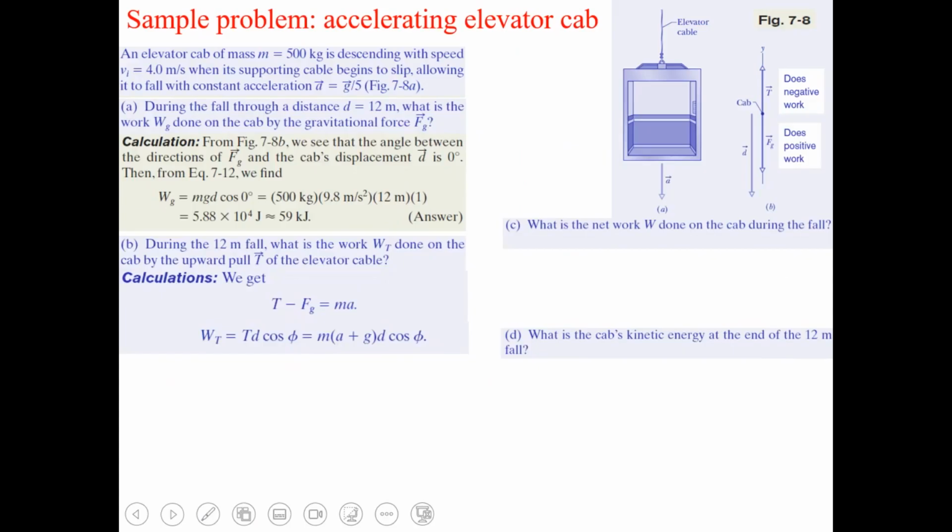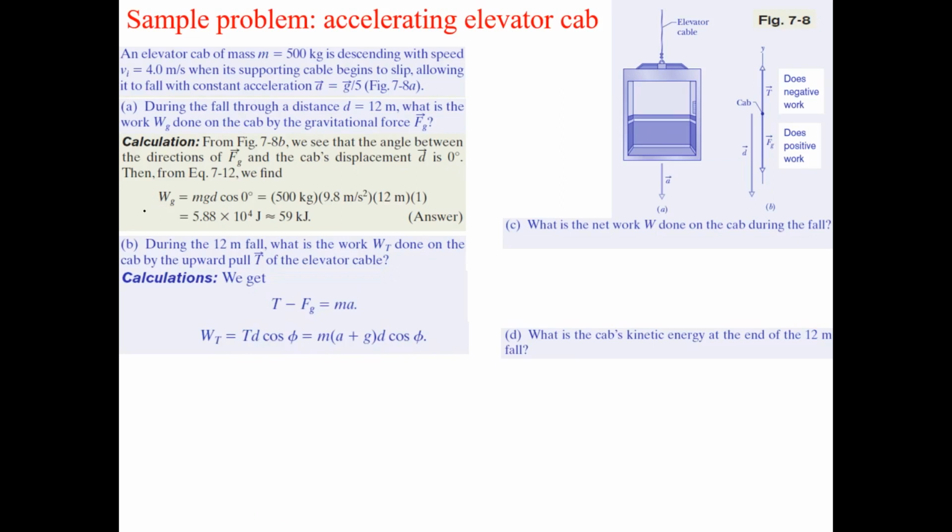We have here an accelerating elevator cab. We have an elevator cab of mass 500 kilograms. It's descending with speed 4 meters per second when its supporting cable begins to slip, allowing it to fall with constant acceleration. And the acceleration here is equal to g over 5, so it's gravity divided by 5. During the fall, through a distance d equals 12 meters, what is the work Wg done on the cab by the gravitational force? So I have put the calculations here already for you.